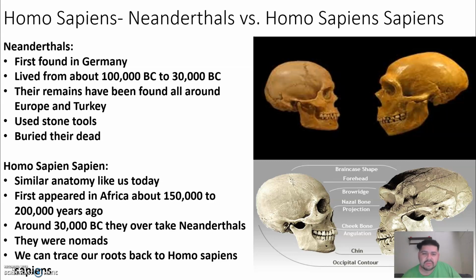Also, they were nomads. Now, nomads are basically people or a tribe or group of people who wander where the food goes. So, if the herd is traveling south, guess where they're going? They're traveling south too. They go where the food goes. And again, going back to the ancestry, we can trace our roots back to Homo sapiens sapiens and not really Neanderthals.